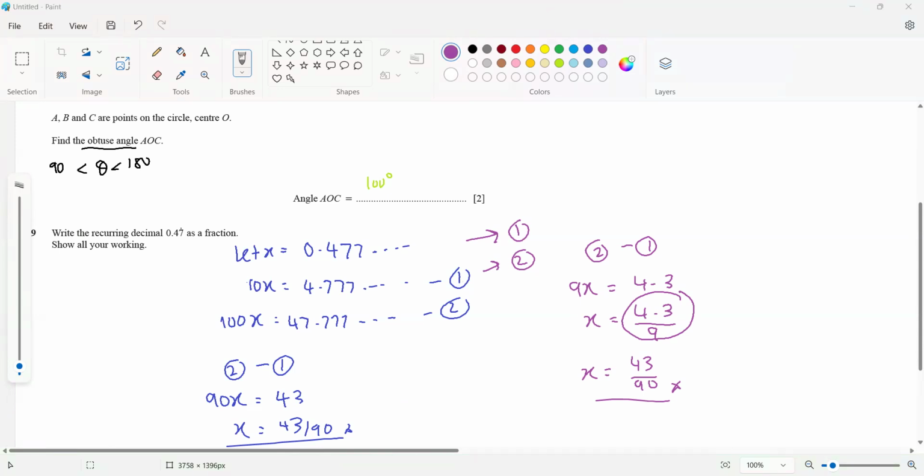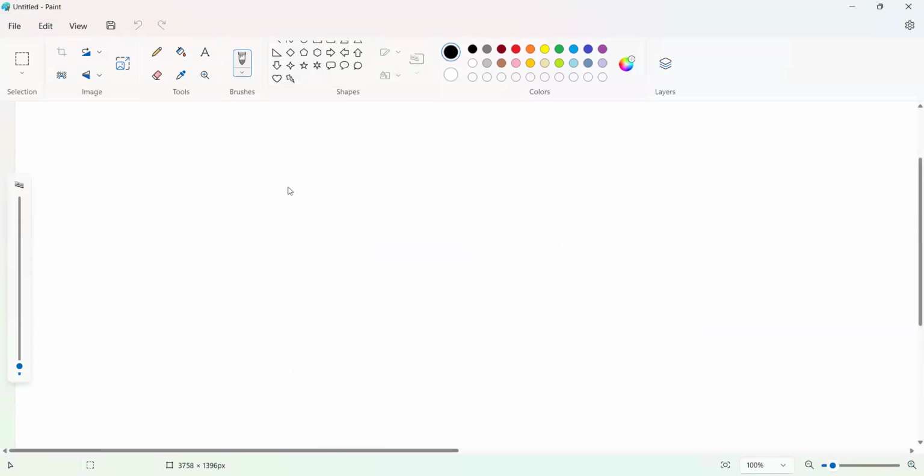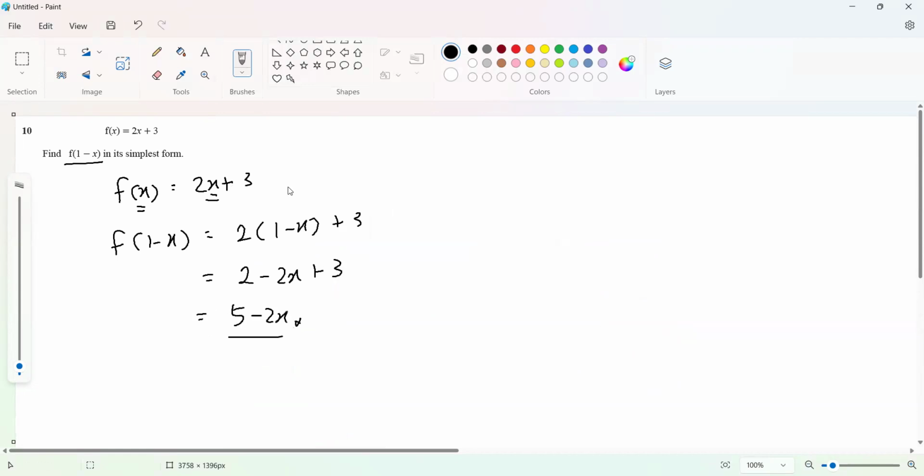So moving on to number 10. Number 10 is a functions question. We have f(x) equals 2x plus 3. Find f(1 minus x) in its simplest form. Whatever happens to the x in the function here applies to the x in the equation on the right side. So in other words, it will be f(1 minus x). We are simply replacing the x with 1 minus x, so 2(1 minus x) plus 3. Simplifying, this will be 2 minus 2x plus 3. So 2 plus 3 will be 5 minus 2x.